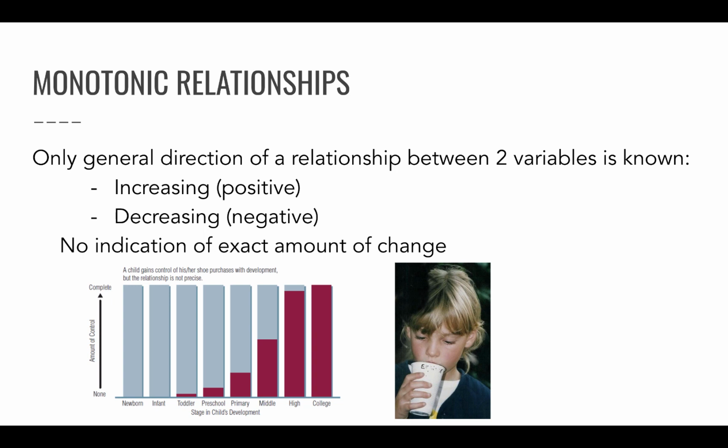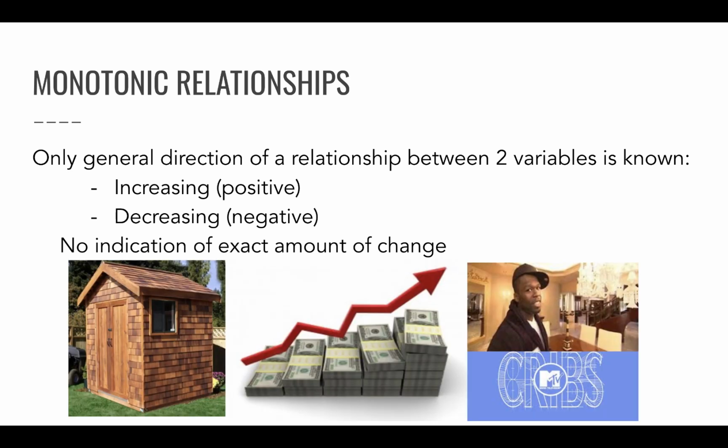So you get more freedom as you grow older, but there's no exact amount of change. You can't say that with every year that you grow older, you get, let's say, 10% more decisional autonomy. It just doesn't work that way because it's not a linear relationship. It's a monotonic relationship. So we can say that there's overall an increasing or a decreasing relationship between these variables, but we can't say the exact amount of change that occurs.